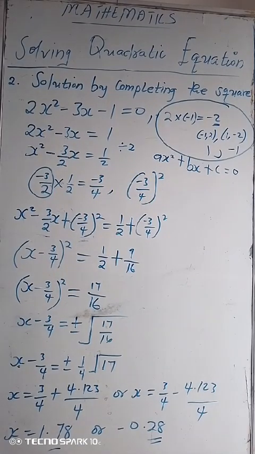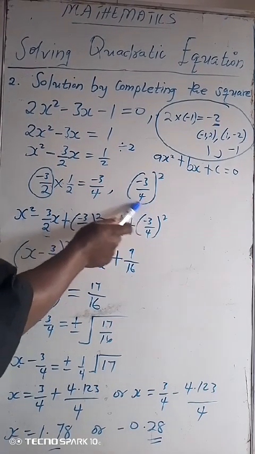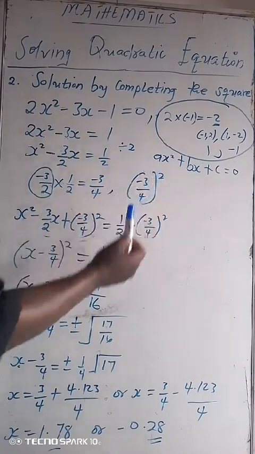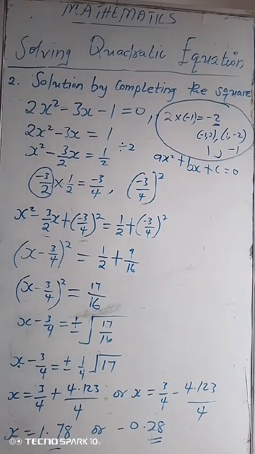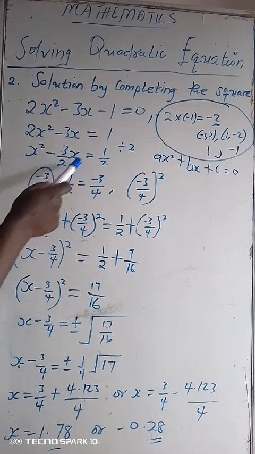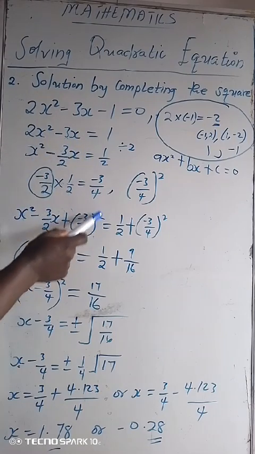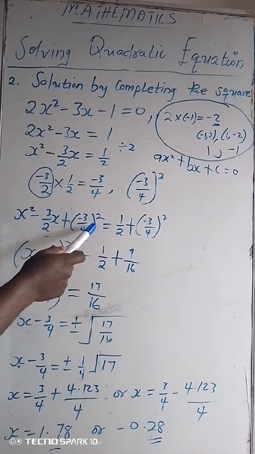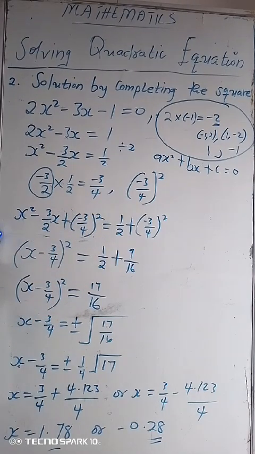Now we move on to the next step, which is to add this answer, which is negative 3 out of 4 all squared, to both sides of the equation. We are to add it to the left side as well as the right hand side. So if we see that at first, here we only have this, but here we have added our result, which is negative 3 out of 4 all squared, to the left hand side.